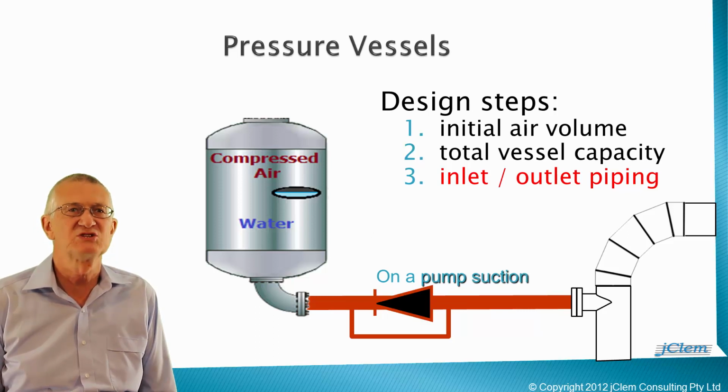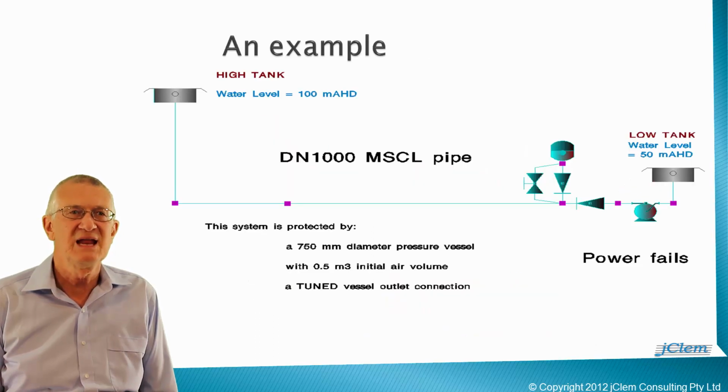On projects installing a pressure vessel on the suction side of a pump station, the same arrangement is used except that the non-return valve is reversed. This arrangement allows the pressure vessel to absorb energy without restriction. Let me tie this together in the context of a typical example.